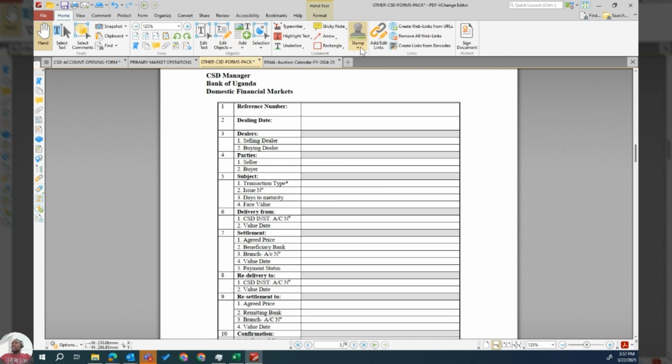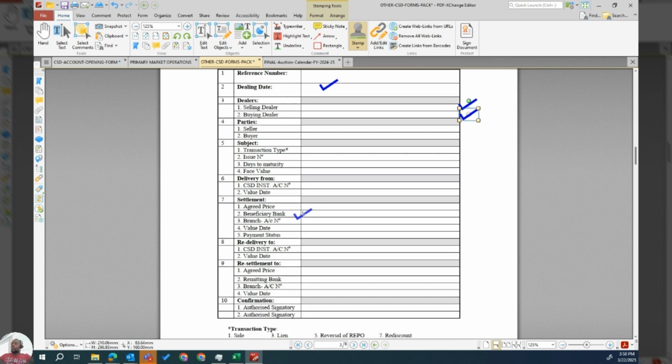Some of the salient features of it is to know the dealing date. It would have the selling dealer and the buying dealer. Then it will have the buyer and the seller. Most times the buyer is you, and the seller might be a commercial bank. The selling dealer might be a dealer for the bank, and the buying dealer might be Kaka and Alex advising you and executing the price you have to pay. And you have to fill this up.